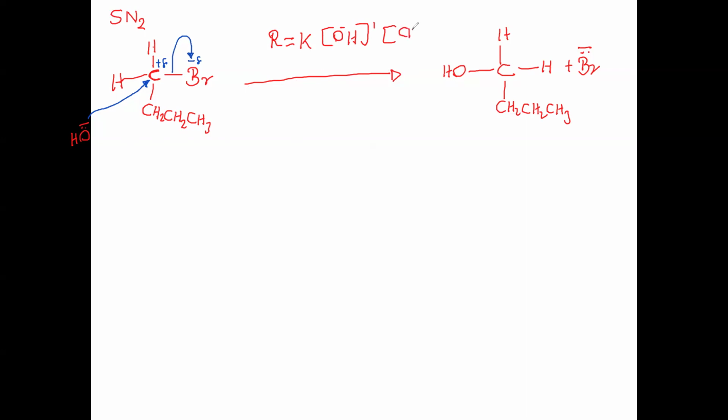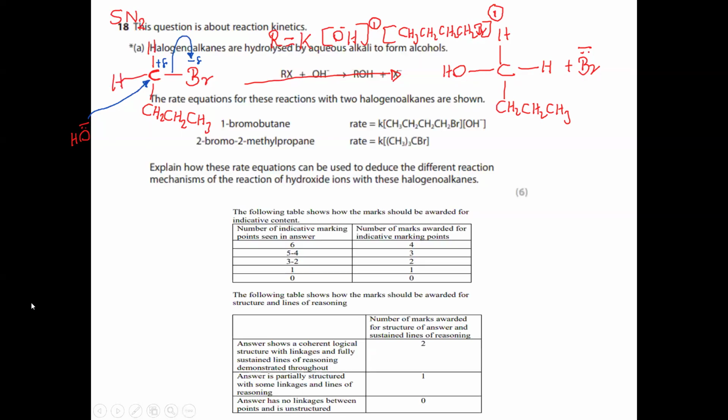So we have CH3, CH2, CH2, CH2Br, and that's also one molecule. So the rate equation tells you what reactants are taking part in the slower step and how many of them. Since it's a nucleophilic substitution, and the order of this one is 1, the order of this one is 1, 1 plus 1 is 2. Therefore, it is the SN2 mechanism. Right, let's go for the next one.